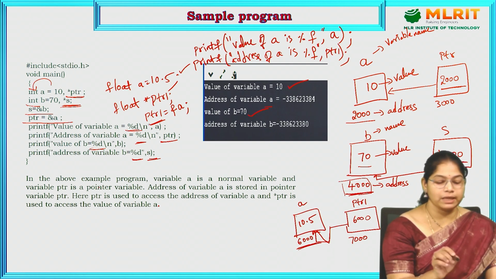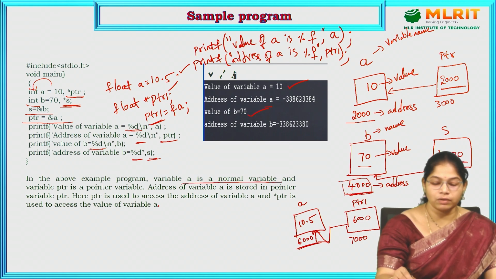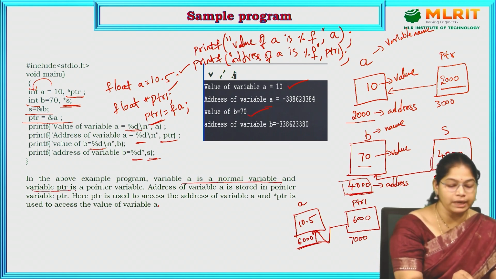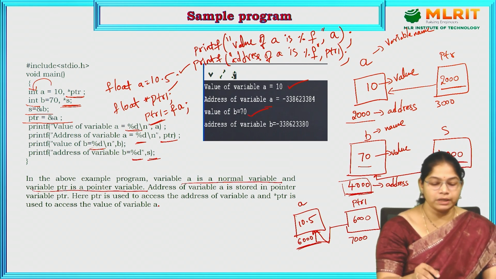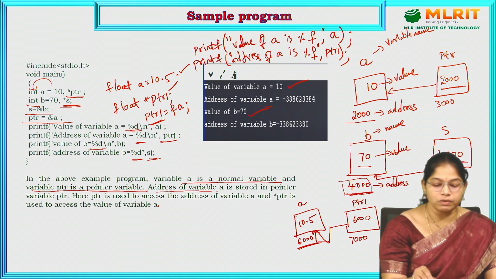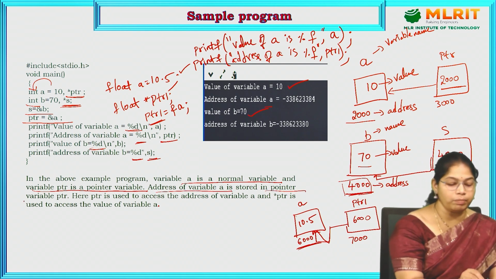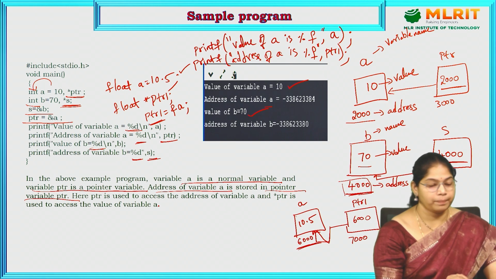In the above example program, variable A is a normal variable and variable ptr is a pointer variable. So the address of variable A is stored in the pointer variable ptr.